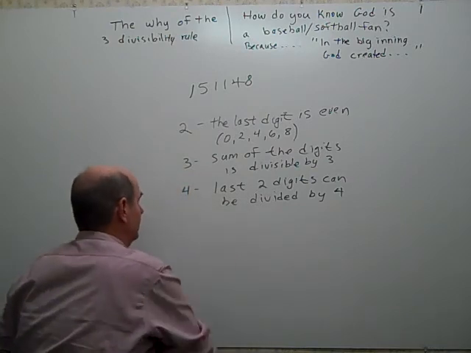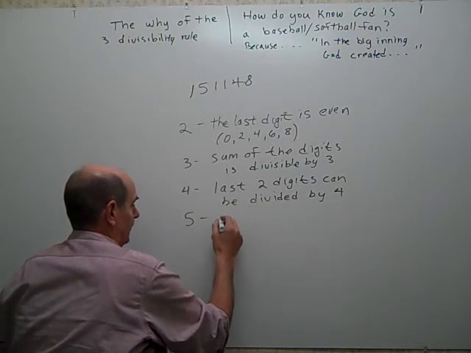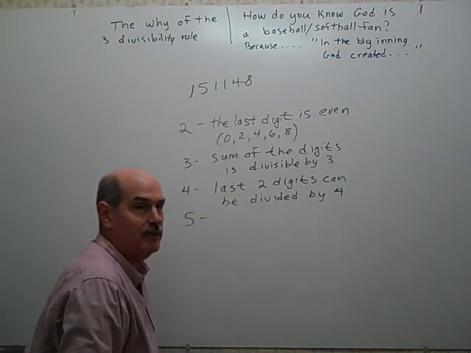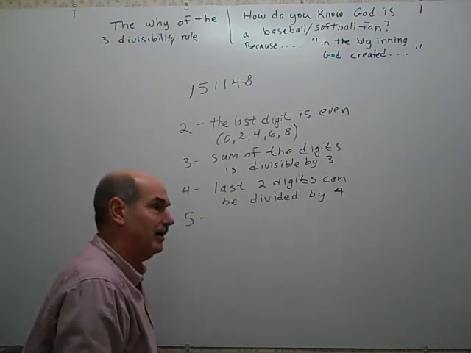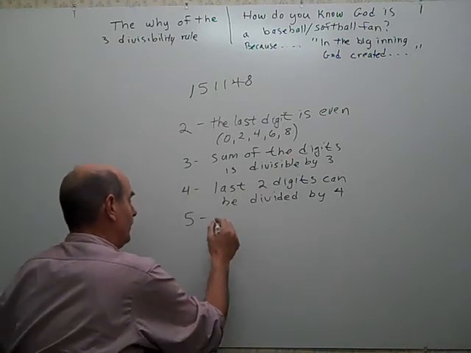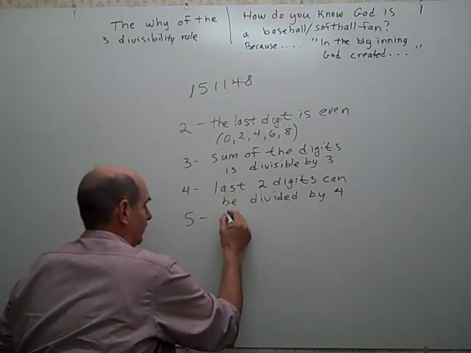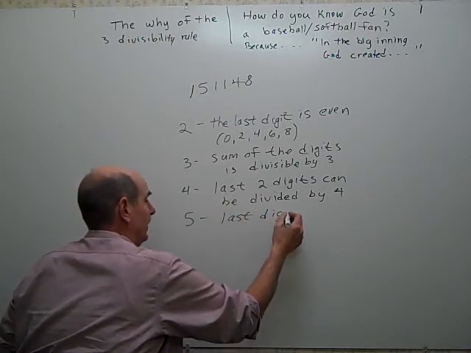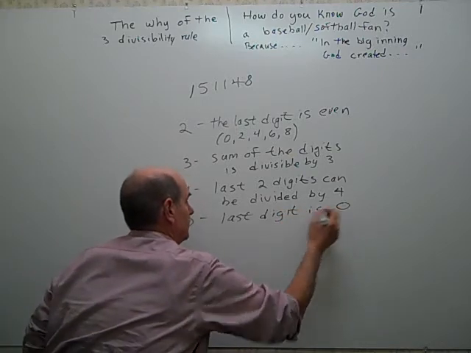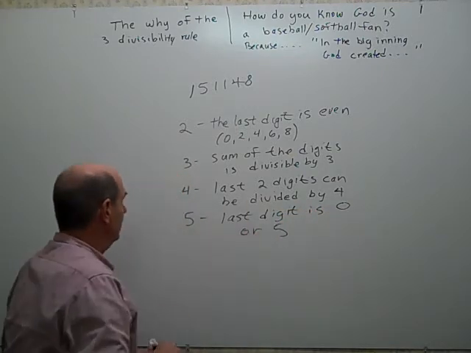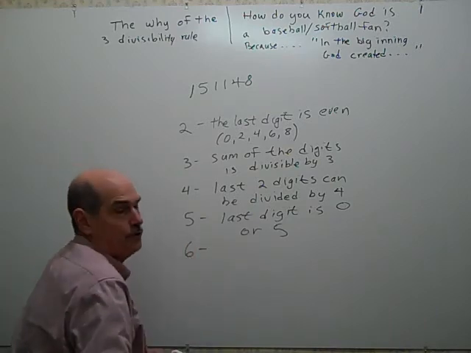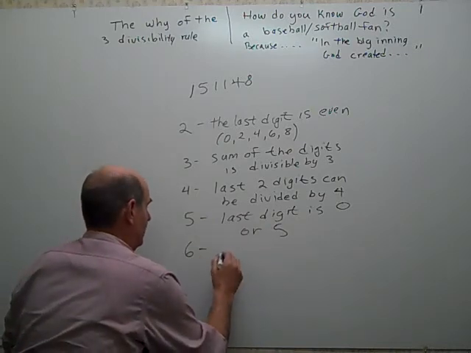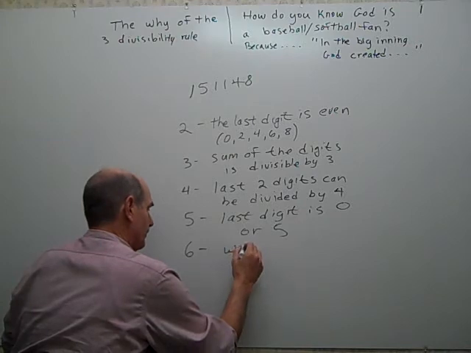The test for 5 is the last digit is 0 or 5. If you count by 5s, you go 5, 10, 15, 20, 25, 30. You get that 5, 0, 5, 0 pattern repeating, and it always will. So if the last digit is a 0 or 5, then you can divide that number by 5. And the test for 6: if it works for 2 and 3, it works for 6. I'll show you why as a concluding activity in this video. If it works for 2 and 3, it'll work for 6.